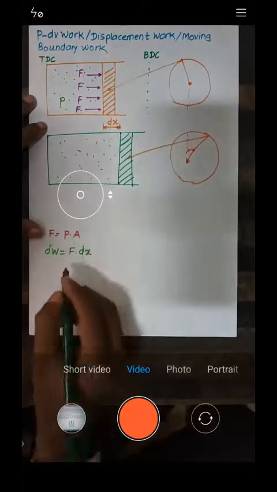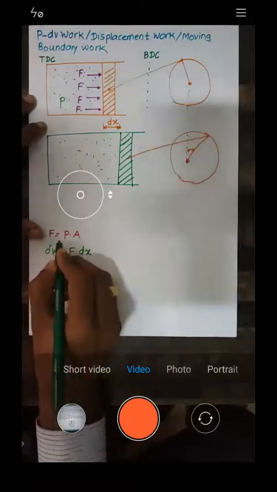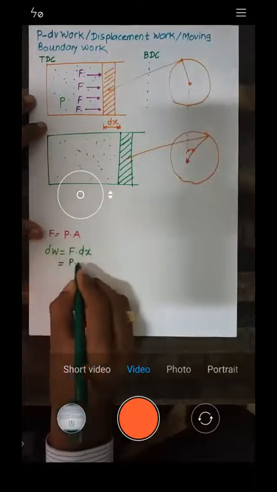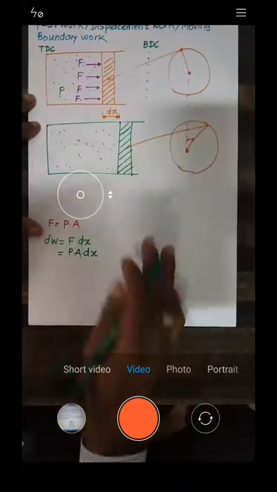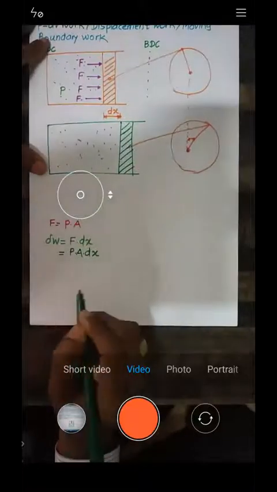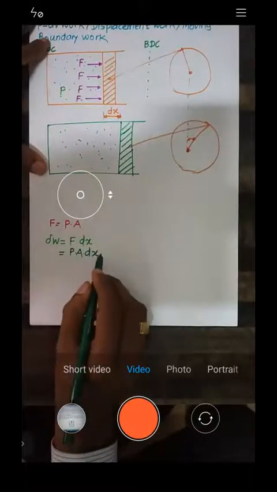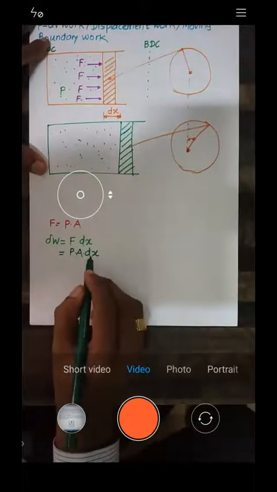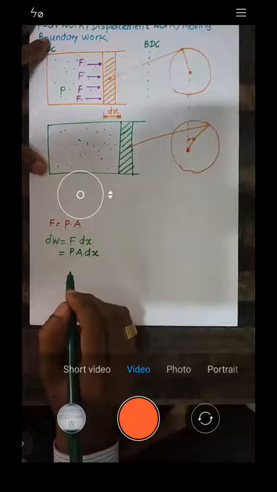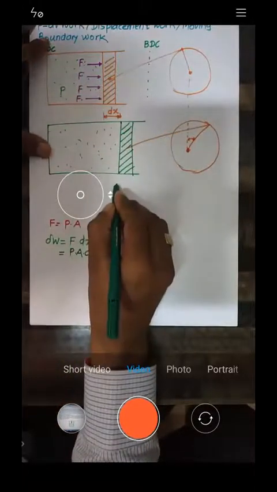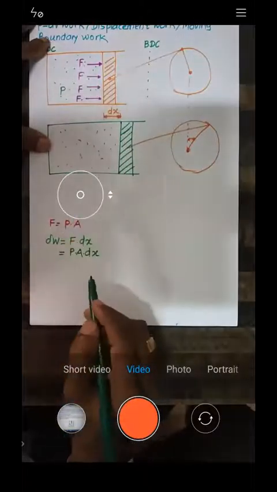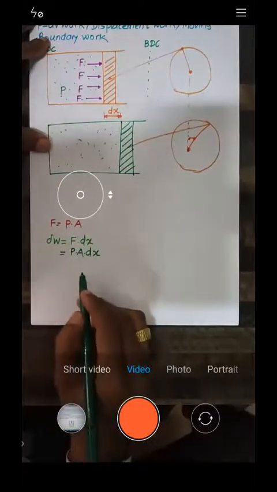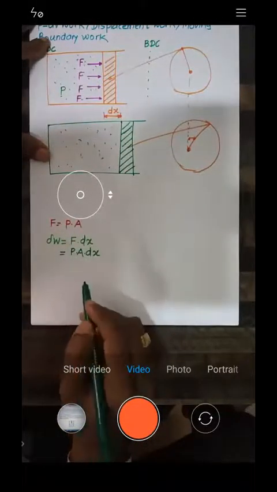But let's do this first. So force, what is the formula for force? It is pressure into area, and into dx, right? Pressure into area into dx. Now see, what is area into thickness? Obviously, it's a volume, right? Area into some thickness. Is that okay? See, this is the area. Try to understand. If you see the piston, it is circular, so it will have a circular cross section. That is the area, and dx is the displacement.